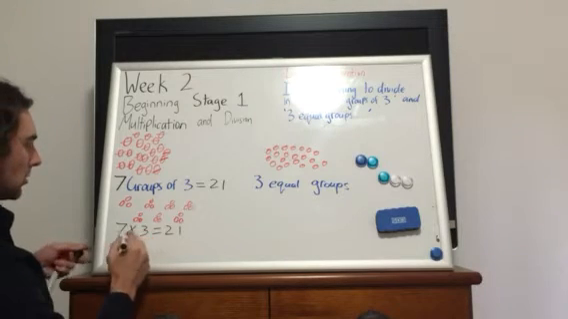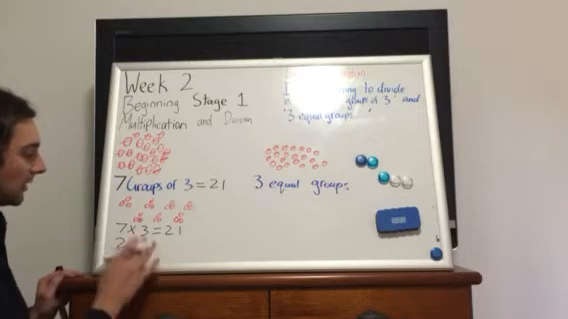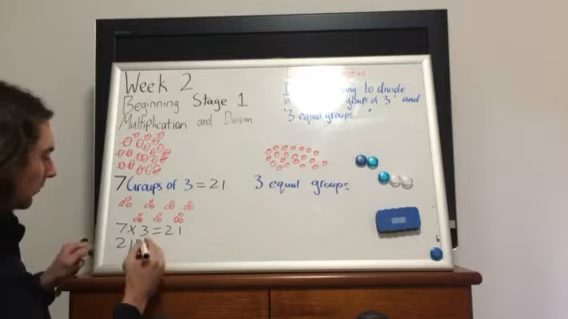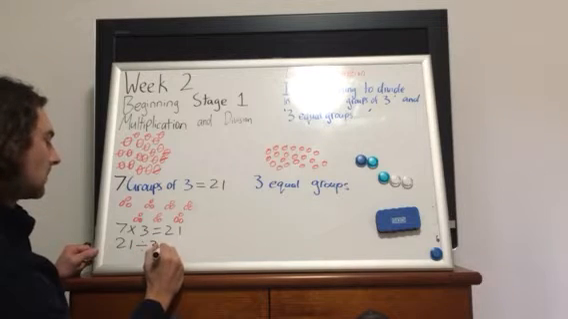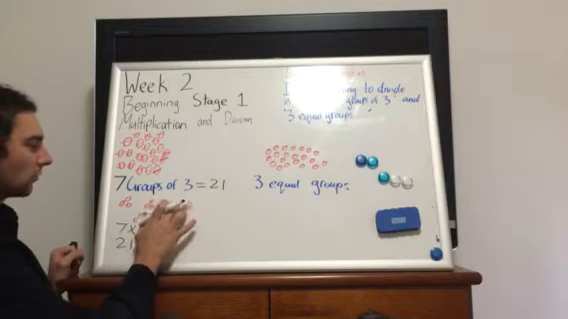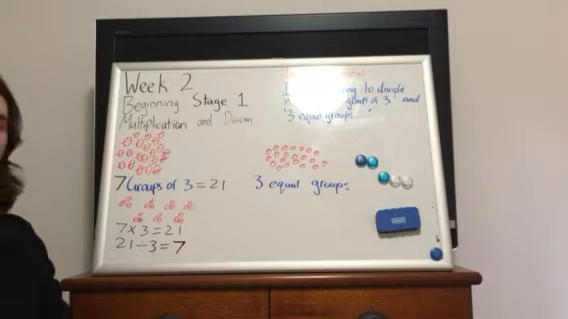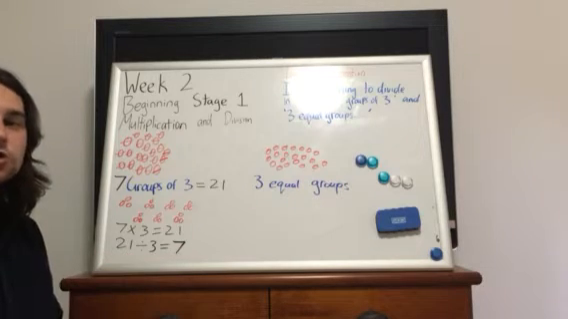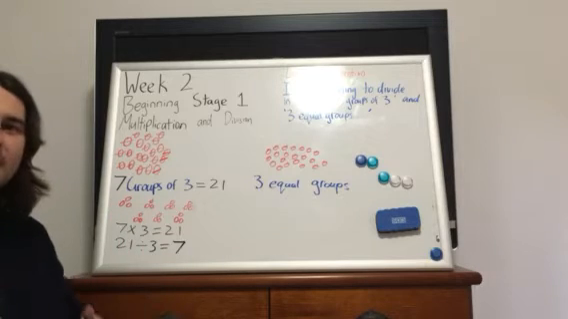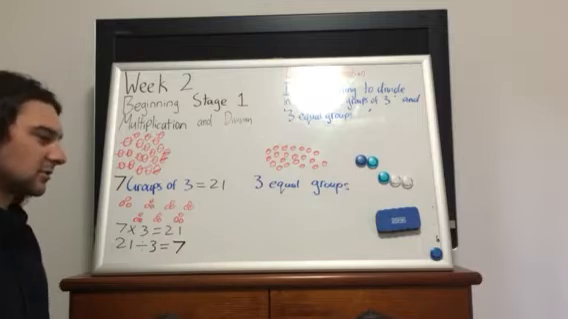Or 21 divided by, let's say 3, because we put them into groups of 3, equals, how many groups did we have again? 1, 2, 3, 4, 5, 6, 7. I would like to see you write that down and show me. Show me that you understand what you've just made. You've created these groups. I want you to now write the number sentence.